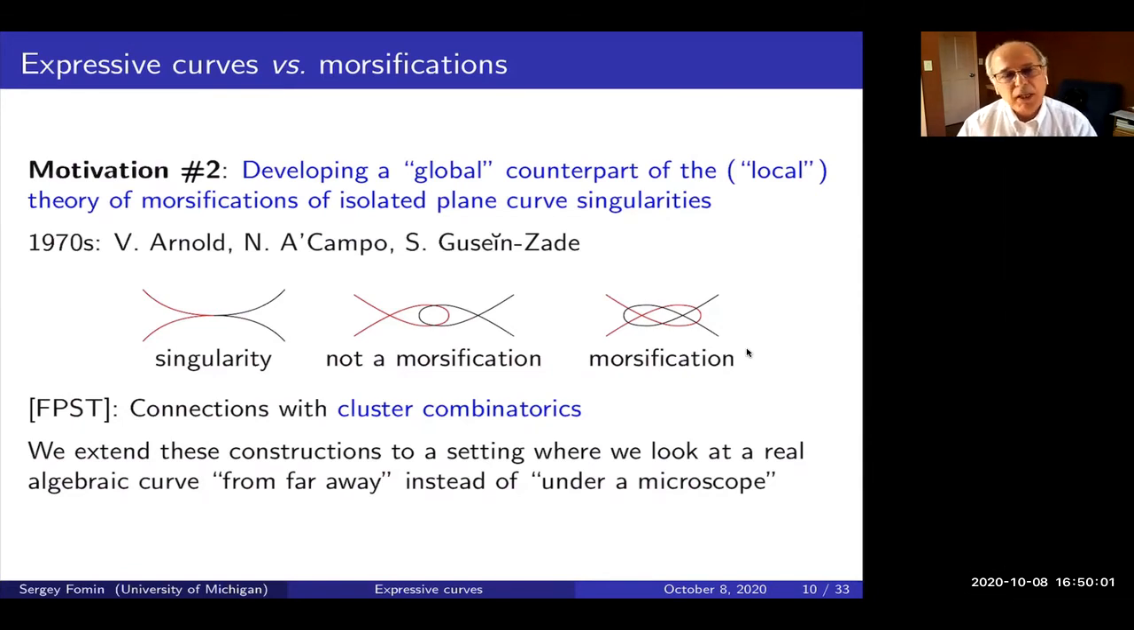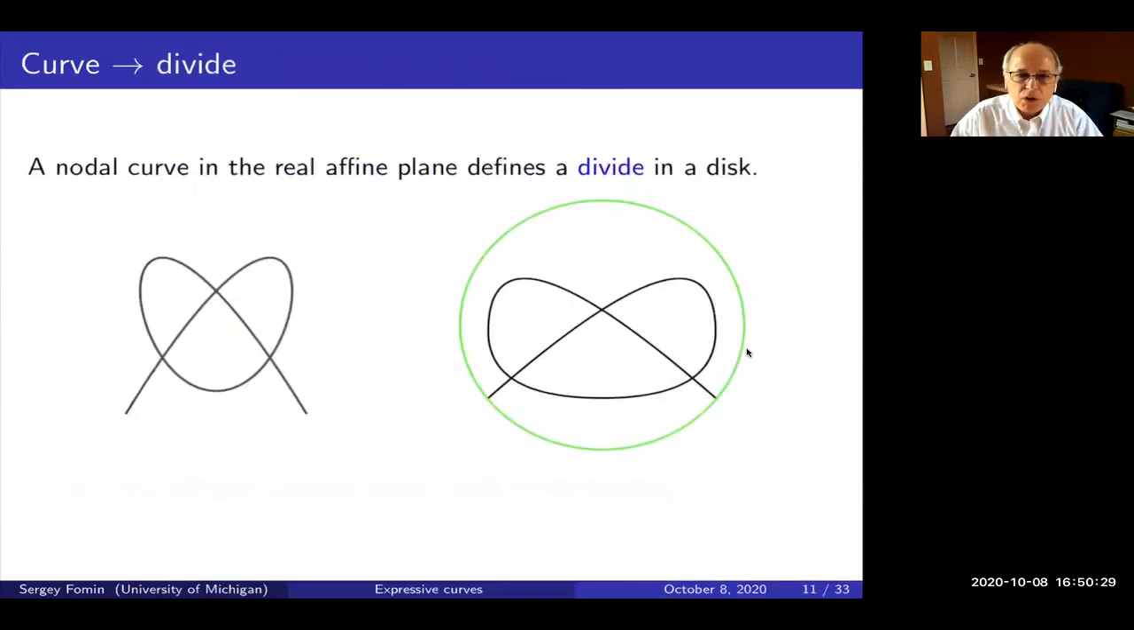We could play the same game, but instead of looking under a microscope, go far away and look at our plane from far away and intersect it with a disk and see a picture which looks very much like a morsification. But again, we want this condition of expressivity, which is the analog of the Morse condition in the local theory. Okay, so let me tell you more about this.